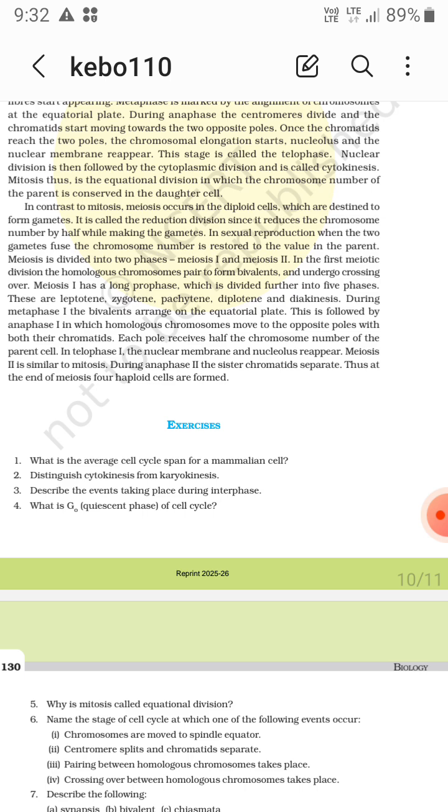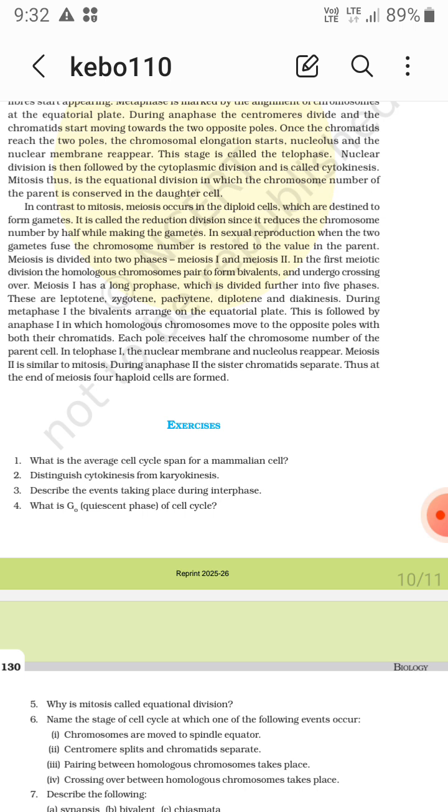During prophase 1, in leptotene, what happens? There is condensation of chromosomes. Then in zygotene, there is formation of the synaptonemal complex. Then in pachytene, recombination, crossing over, takes place. In diplotene, there is formation of X-shaped chiasmata, and in diakinesis there is terminalization of the chiasmata. So these are the overall 5 steps.